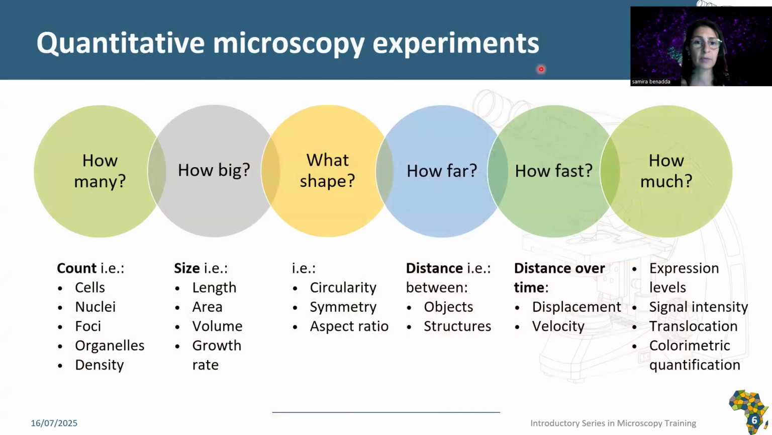So, the quantitative microscopy experiments. Instead of a visual description of the image, questions such as how many can be addressed: the count of cells, nuclei, and organelles. One can quantify how big: the length, area, volume, rates. Even parameters related to the shape, such as aspect ratio and circularity, can now be quantified.